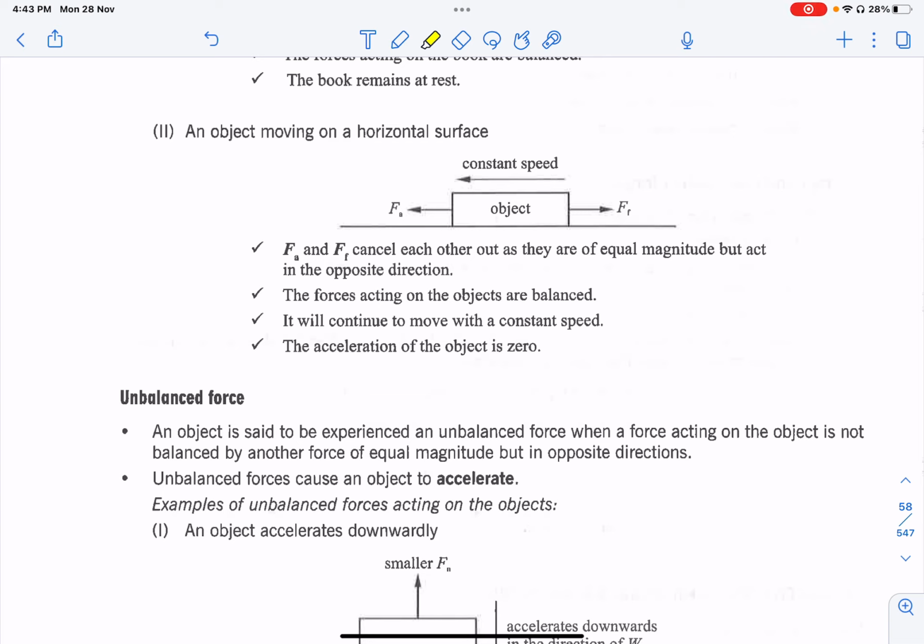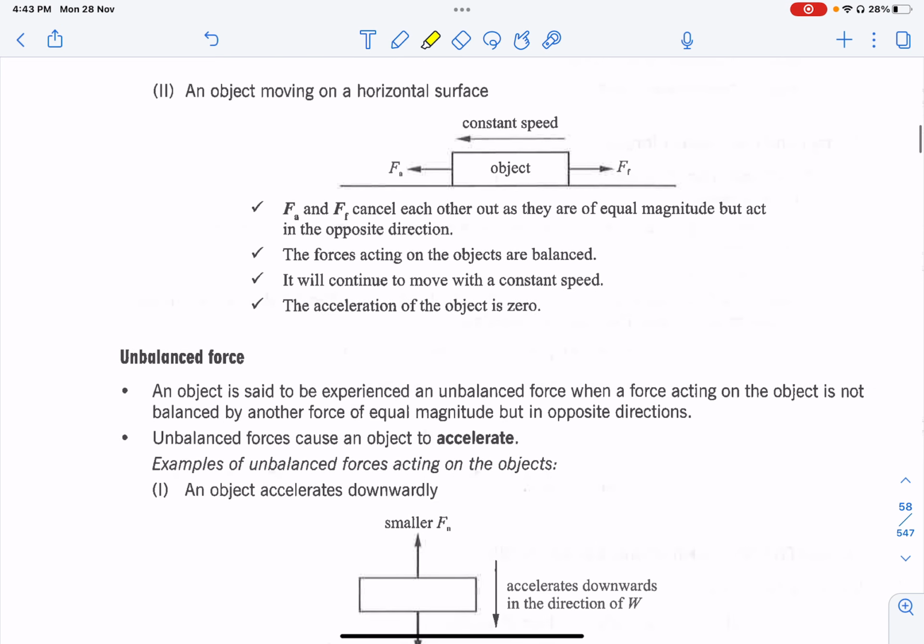So it doesn't mean that if Fa equals Ff, if they are the same, that the object is stationary. No, it can still be moving. It's just that it's not gaining any form of acceleration, and assuming that the horizontal surface is frictionless. So that in this case, you don't see the object changing shape.